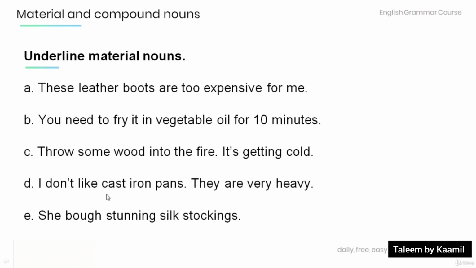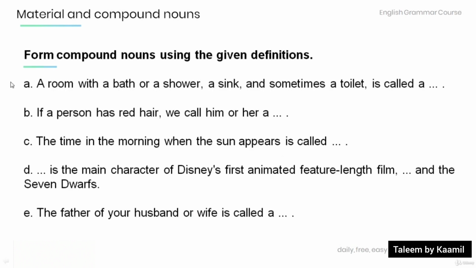D. I don't like cast iron pans. They are very heavy. E. She bought stunning silk stockings. And now, read the following sentences and form compound nouns using the given definition.